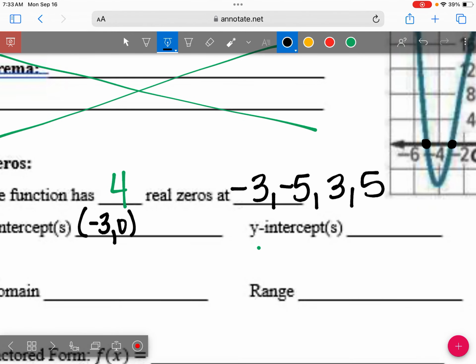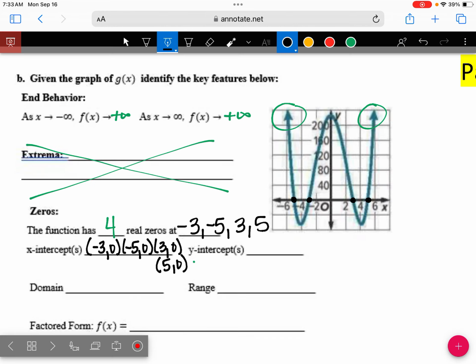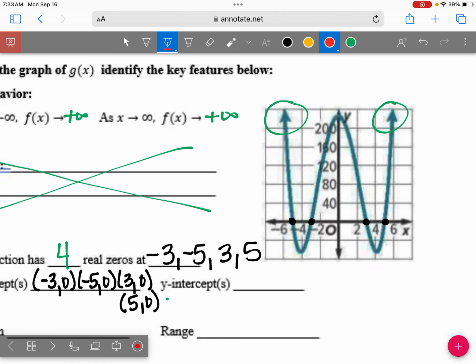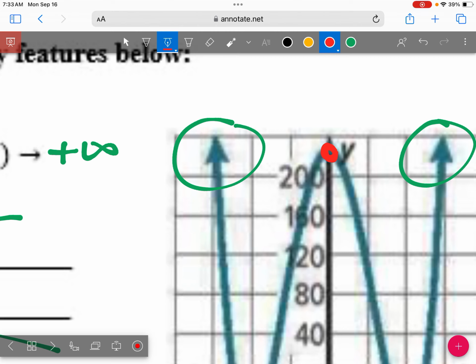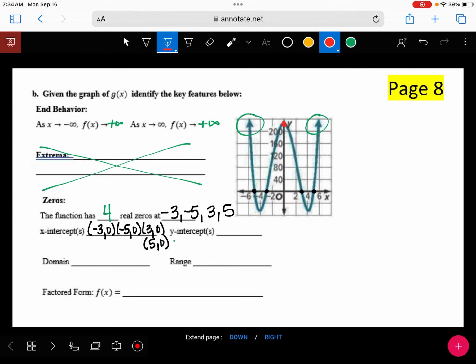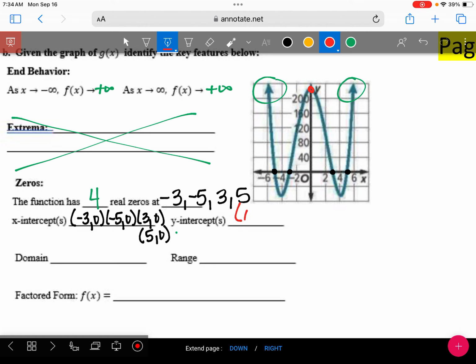So we're going to write them as ordered pairs. Now my y-intercept, that's up here somewhere. I don't know what that number is. We'll just say it's above 200, maybe. So it looks like we're counting by 40s. So we'll say that's halfway. So let's say that that's about 220. So my y-intercept is at 0, 220. We're just approximating that. Let's not worry about the range or domain. We only have to do that for an odd degree function, and this is even.